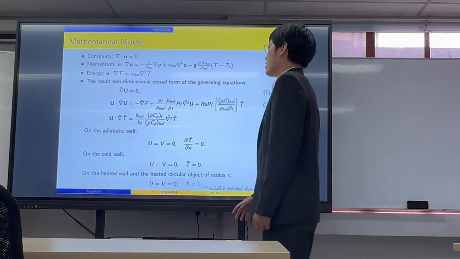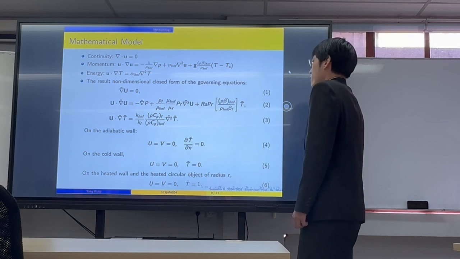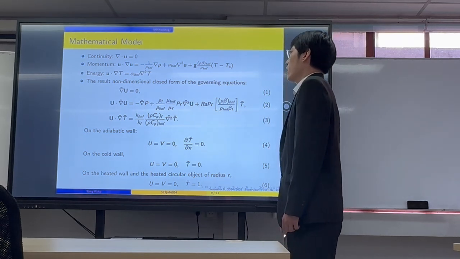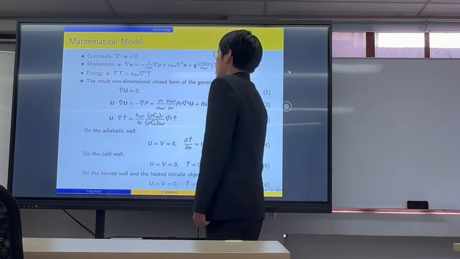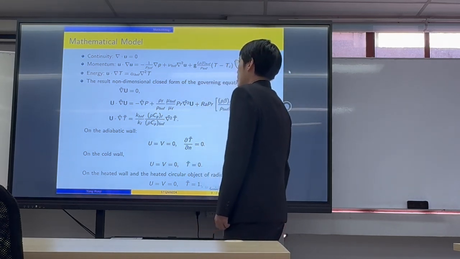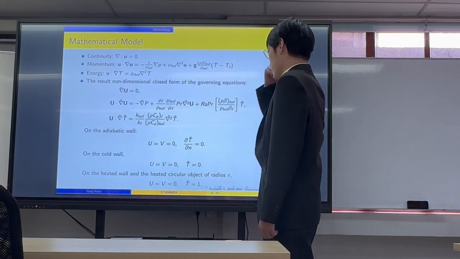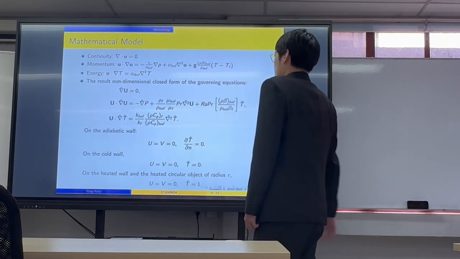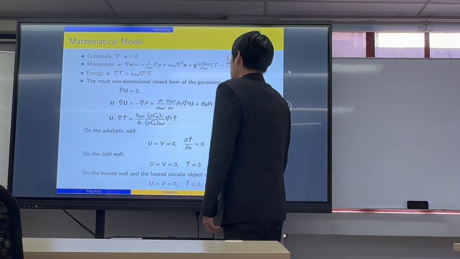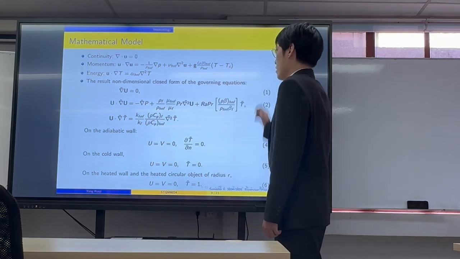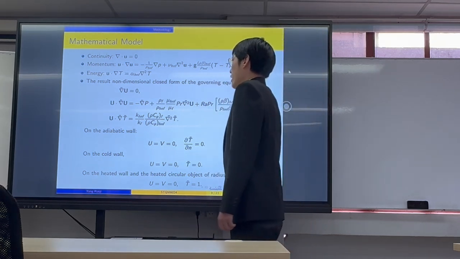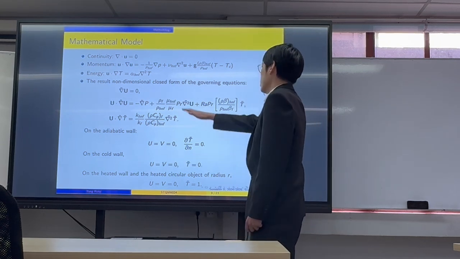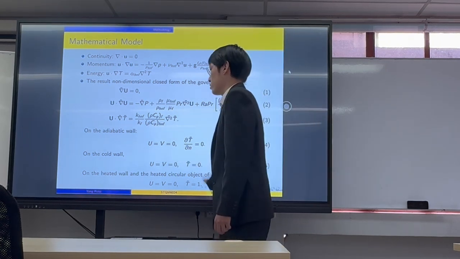Then is the mathematical model. Firstly, we see the governing equations for hybrid nanofluid. There are continuity equation, momentum equations, and energy equation. Then considering the dimensionless parameters, we substitute these parameters into the equations. Finally, we can get the non-dimensional form of the governing equations and the boundary conditions.